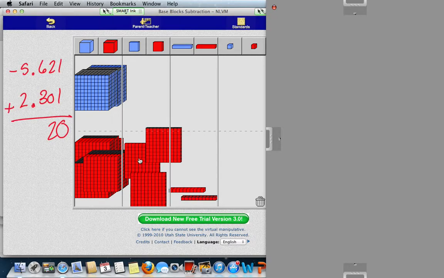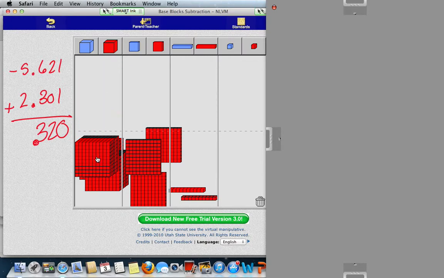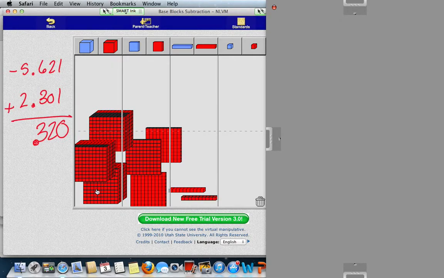So I've got 1, 2, 3 left over, which makes sense because I had 6 negative tenths. Then I put it together with 3 positives. When that canceled, I was left over with 3. Now I've got a positive 2 and a negative 5 that need to go together. Yep, you guessed it. Poof and poof. So now I'm left with 3 negatives. So there you have it. And you get the same answer as if you had subtracted.